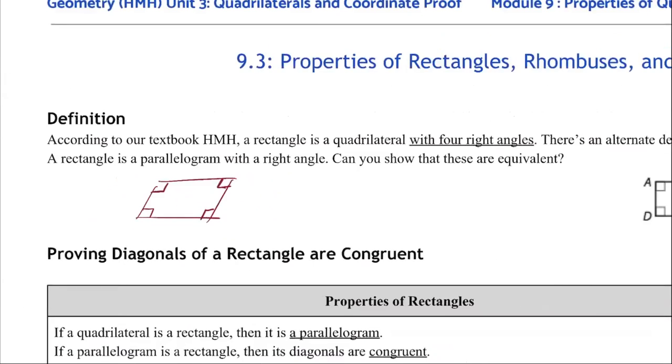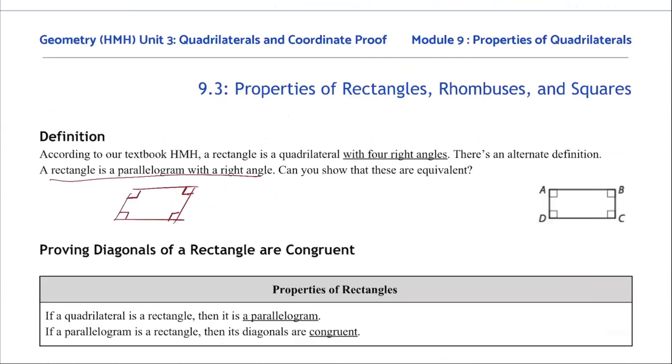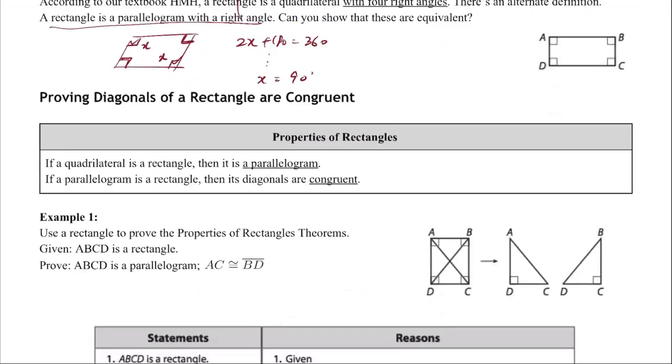So this particular definition implies this definition, so they actually mean the same thing. Another way to do this is to call these angles x and x. If this is 90 degrees and the opposite angle is 90 degrees, then 2x plus 180 is 360, and solving for x gives 90. So we can show that these are 90 as well, using more algebra. Okay, let's continue on, guys.